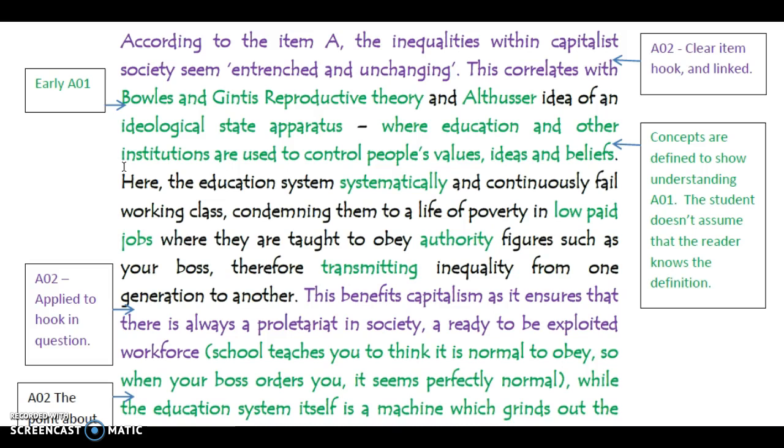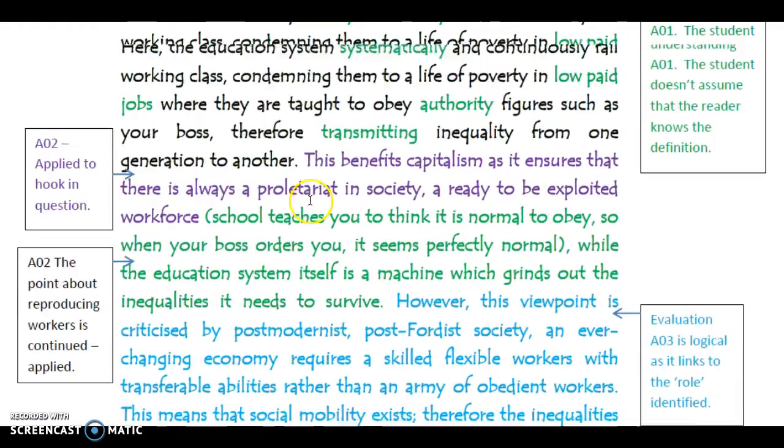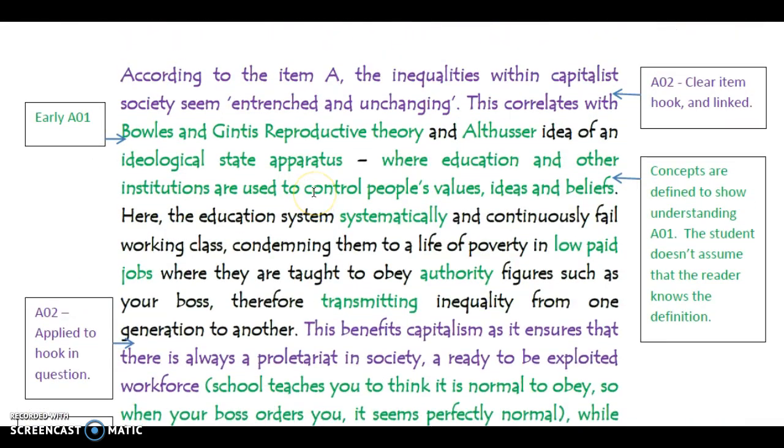What I've done is I've colour coded it. AO2 I have put in purple, and that is showing where you are applying from the item, but also applying to the second link in the question, which was why does it benefit capitalist society. Green is all about the AO1, so the knowledge of Marxists, different Marxist sociologists, but also the different roles and functions that education might perform for capitalism. And then lastly, the blue is your AO3. It could either be analysis or evaluation.